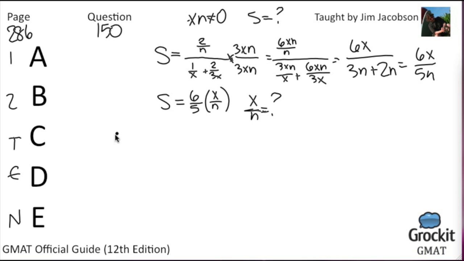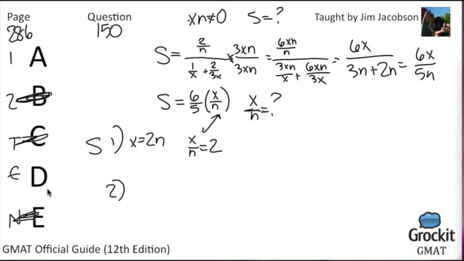Let's see what the statements give us. Statement 1 gives us x equals 2n. Well, if we divide both sides by n, we get x over n equals 2, and we could just substitute this value directly into this, and we would be able to solve for s. So that is sufficient, and we can cross off B, C, and E. Statement 2 gives us n equals 1/2.